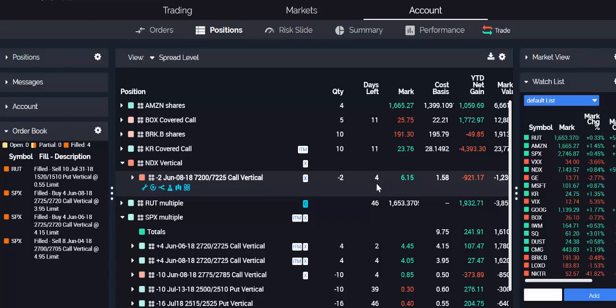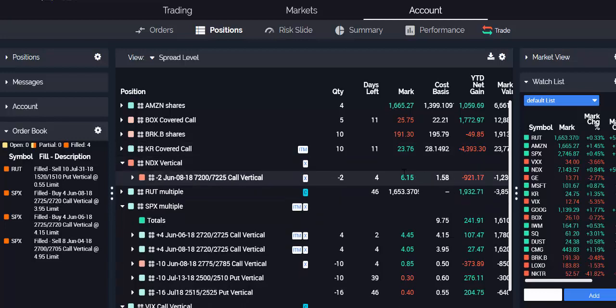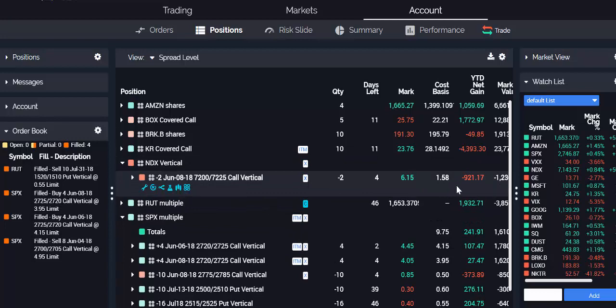Again, it's only got 4 days. I could see how things go tomorrow. Of course, maybe the market will be down and this will calm down a lot. This moves a lot, this NDX. So anyway, that was something there.